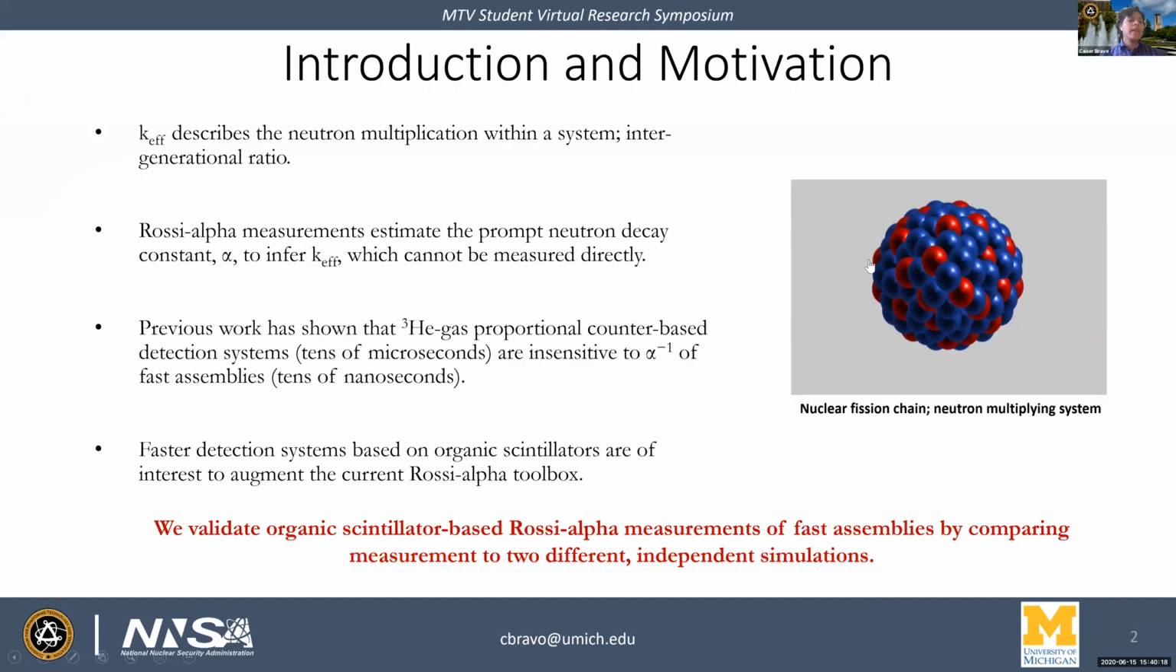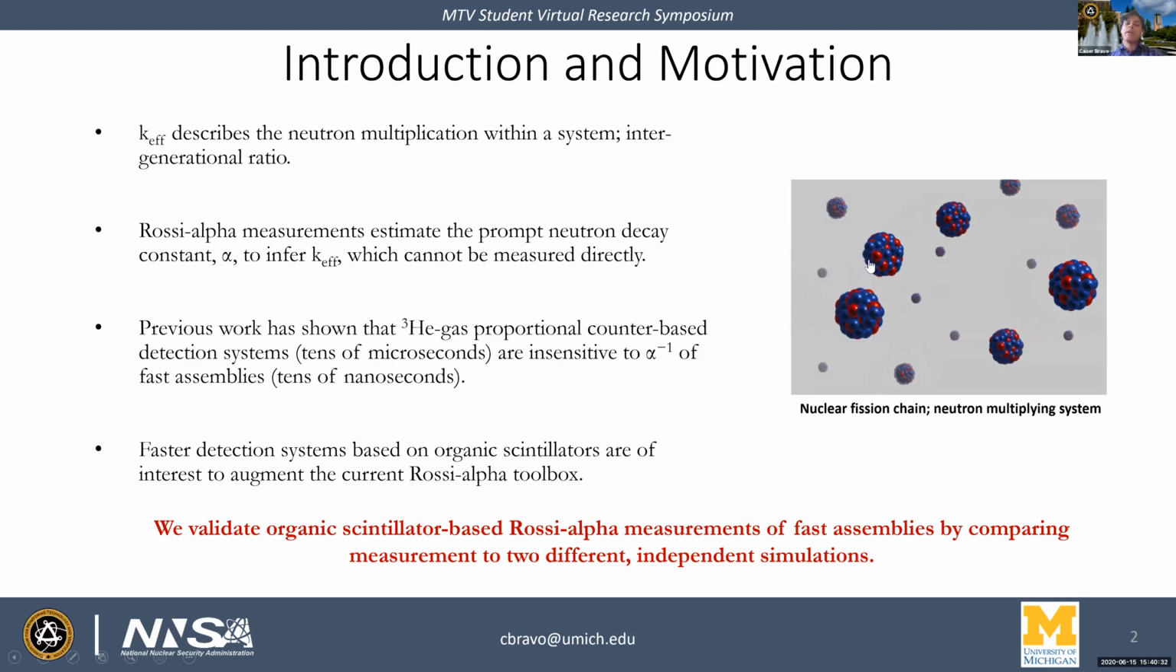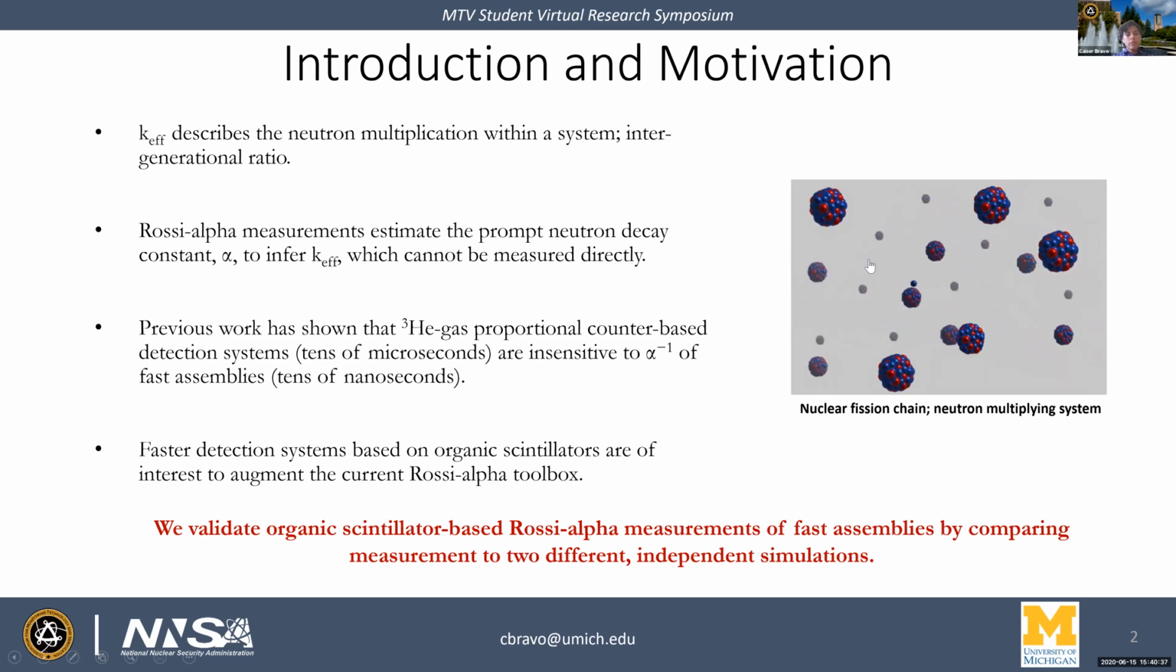To begin, the k-effective describes neutron multiplication within a system, or the intergenerational ratio of neutron gains and losses. However, we cannot measure this directly, so we use Rossi alpha measurements to estimate the prompt neutron decay constant alpha, which we then use to infer the k-effective.